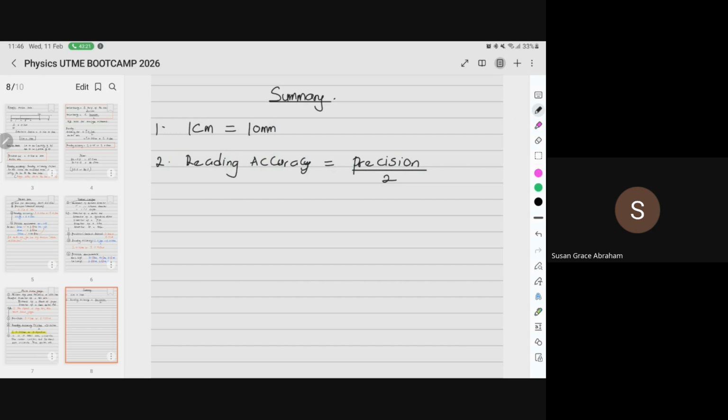Then number 3, I want you to remember is that for meter rule, the precision is equal to 1 millimeter. For vernier caliper, precision, or the least count, precision is 0.1 millimeter. The 5 is your micro screw gauge.